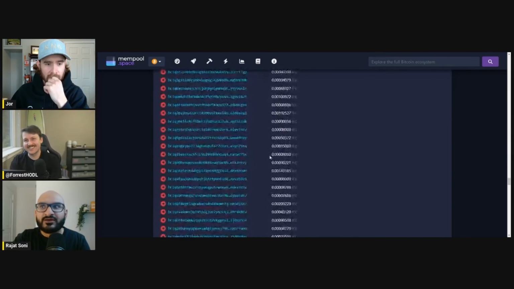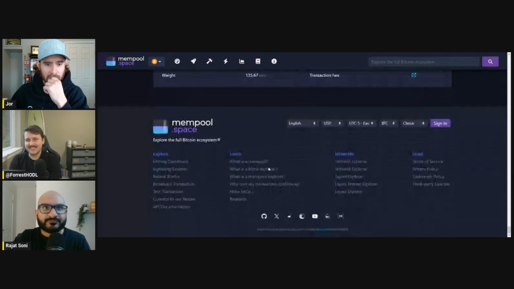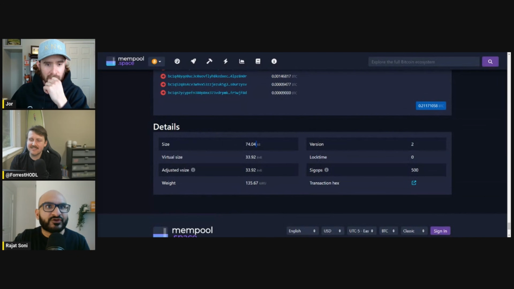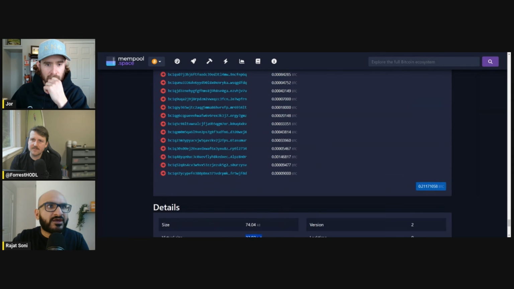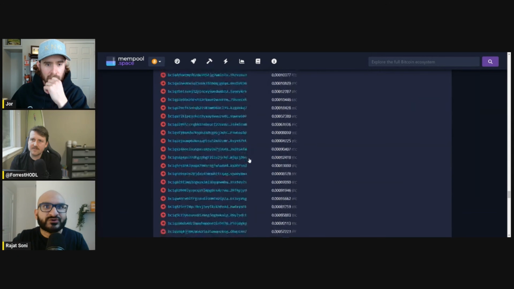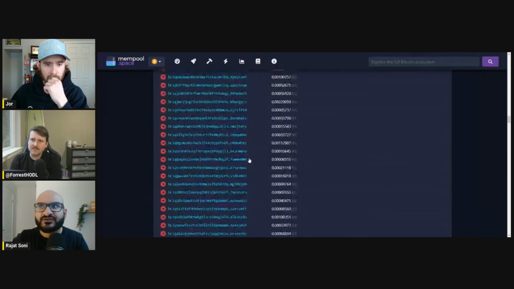This is crazy. And so this transaction, if we look, I think the thing that you need to really look at is the more UTXOs you have, the more chunks of Bitcoin that you have, the bigger the size of the transaction is going to be. So in this case, we have 74.04 kilobytes and 33.92 kilo vbytes, kilo virtual bytes. If we go to another transaction here, let me show you another one. So we'll actually look at the transaction fees for this one.